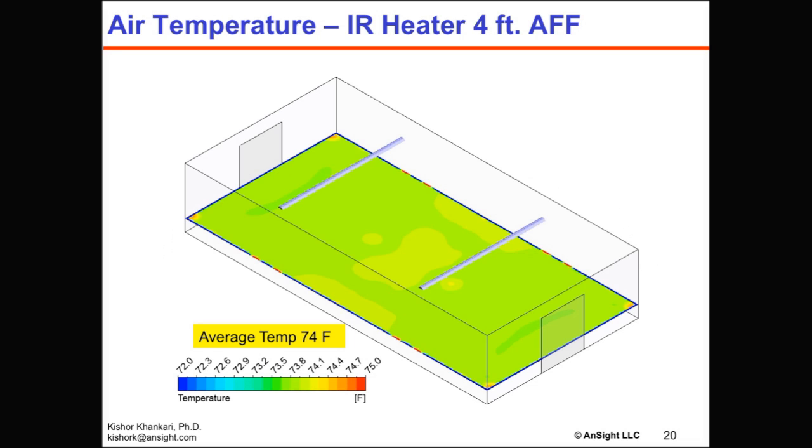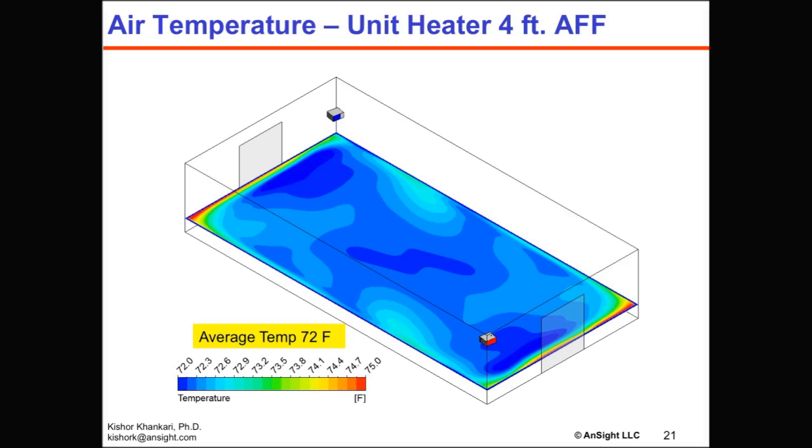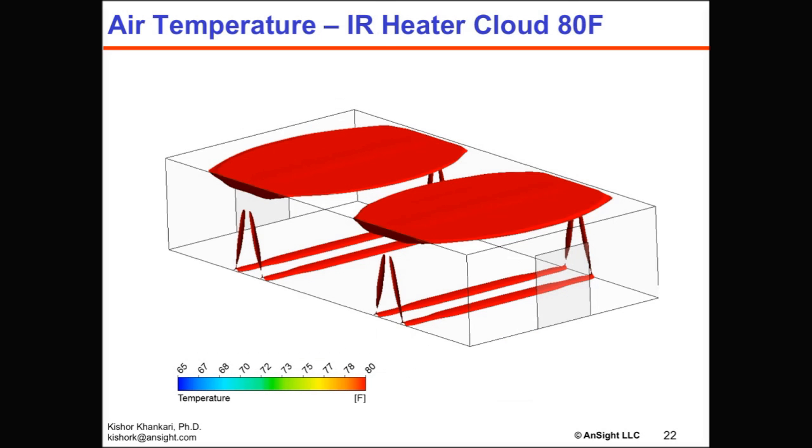If we go 4 feet above the finished floor, you can see green color there. So the average temperature is about 74 there. If you go to the unit heater, it's blue. That's why people complain it's cold. Cold feet. Now, that is 72 degrees.